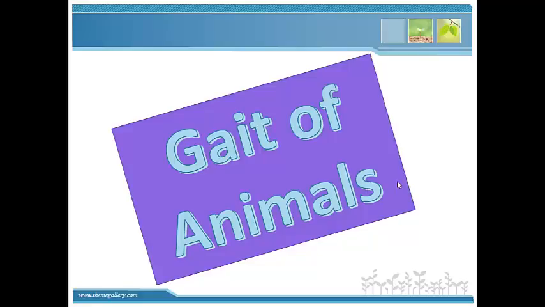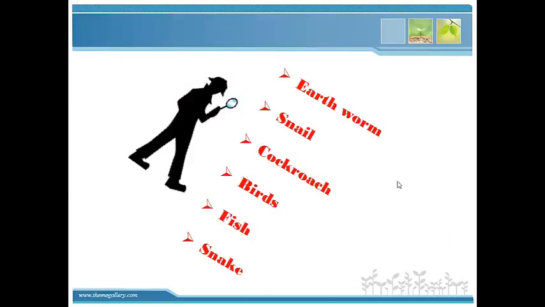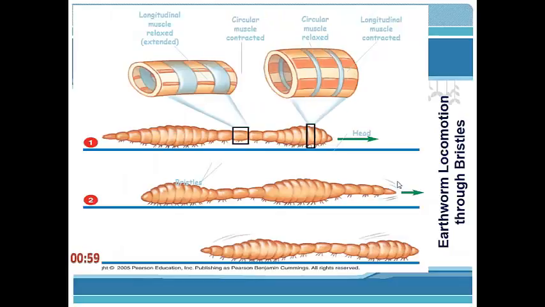Another part of the lecture, gait of animals. We are going to study about the movement in these six organisms. The first one is the earthworm, which is also called the farmer's friend. It has two muscles without a skeletal system. Those muscles are longitudinal muscle and circular muscle. The movement in the earthworm takes place when these longitudinal and circular muscles contract and relax respectively.